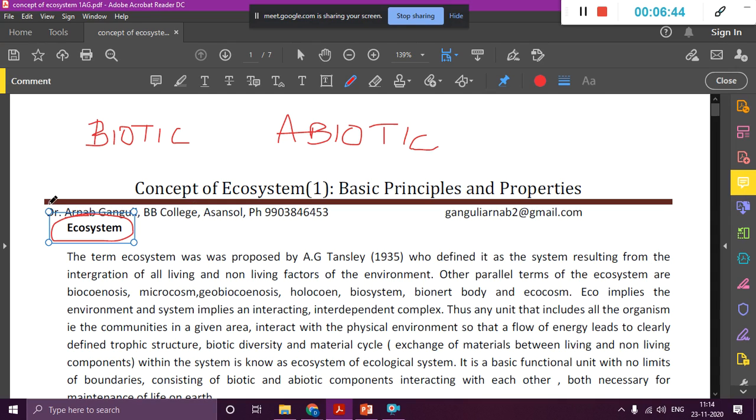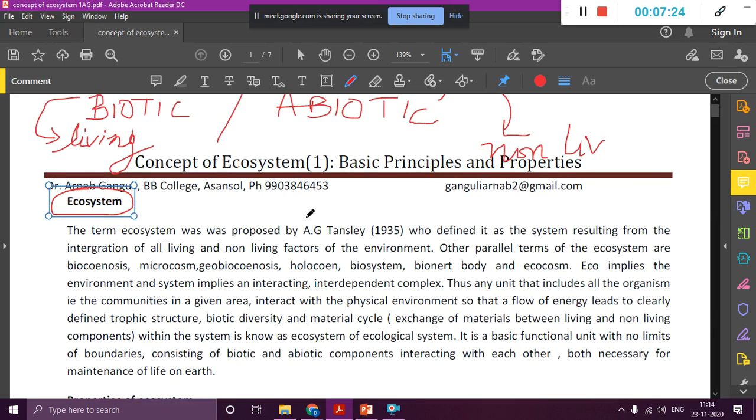So it's made up of biotic factors as well as abiotic factors. Biotic factors are the living components, and abiotic factors are the non-living components.